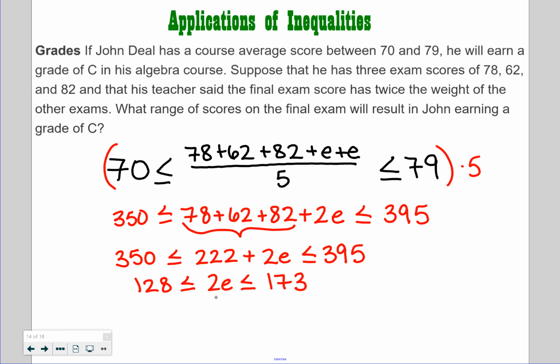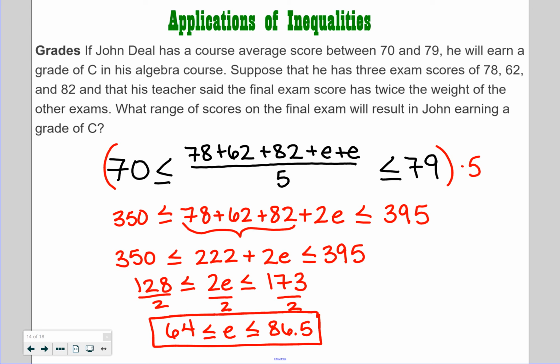And then finally, divide everything by 2. 128 divided by 2 is a 64. And 173 divided by 2 is an 86.5. So the range of scores that he needs on the exam to earn a grade of C overall for the course are between a 64 and an 86.5.